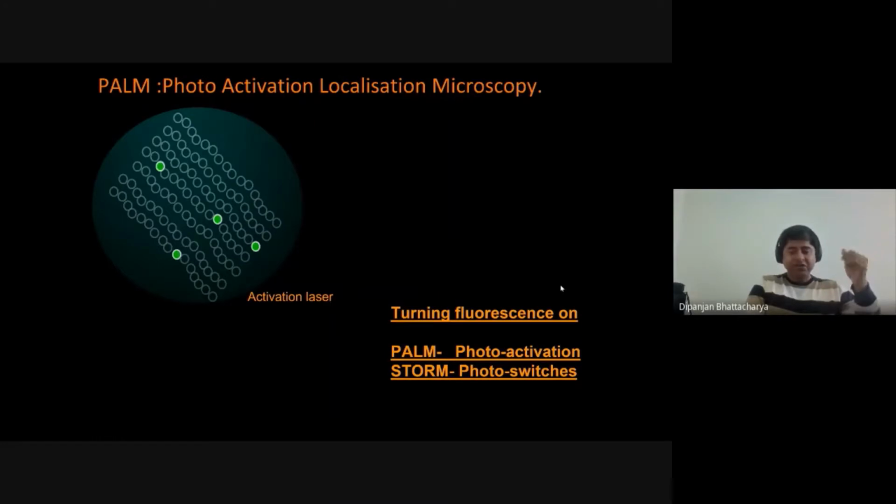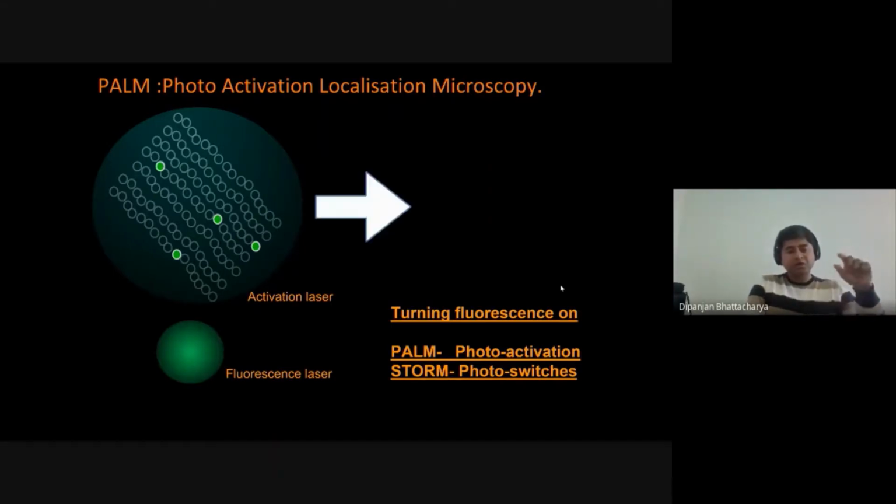There are multiple ways. One is activation or photoswitching. In PALM, you use a photoactivation laser. You activate certain molecules using an activation laser at very low power, and then use the fluorescence laser beam to get the localization of these molecules. From there we get this. The next time we repeat it.